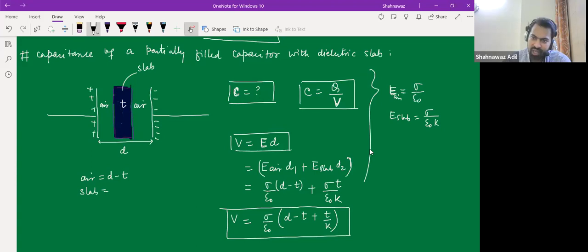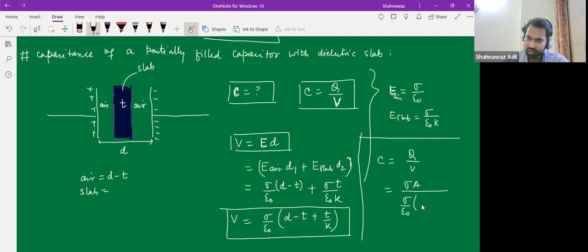So we have calculated the V, right? Capacitance would be Q by V, and Q is sigma times A, since the area is the same for the plates. V we have calculated: sigma by epsilon naught, D minus T plus T by K. Sigma cancels, and we have capacitance equal to A epsilon naught divided by D minus T plus T by K.